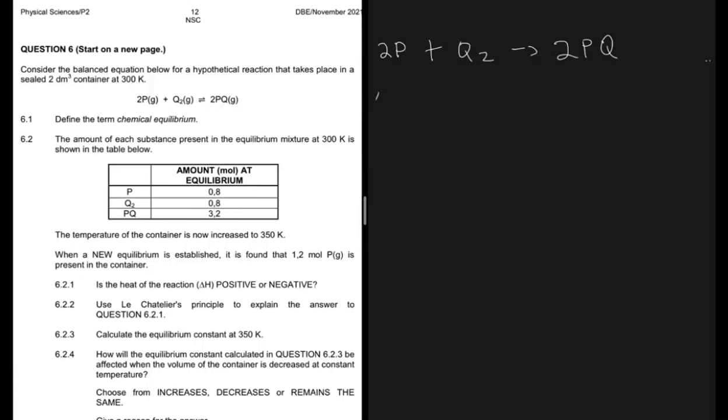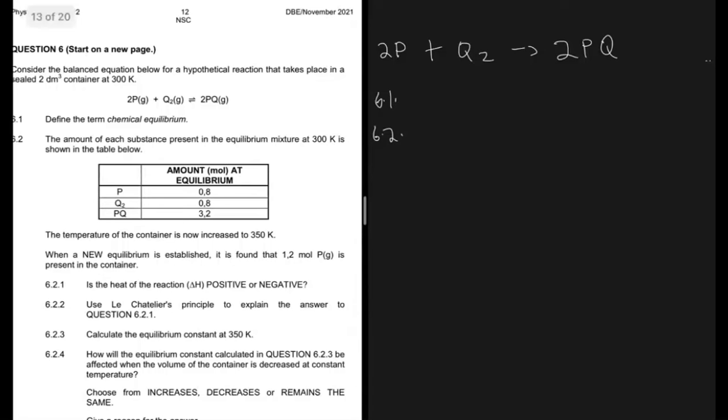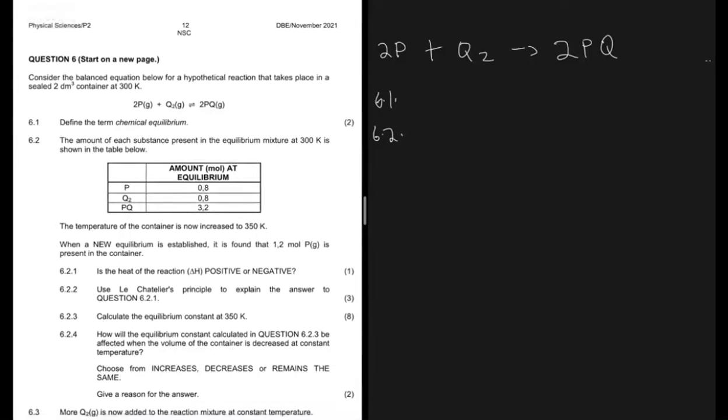And then 6.1 says, define the term chemical equilibrium. Chemical equilibrium is a stage in a chemical reaction when the rate of forward reaction equals the rate of the reverse reaction, right? And then 6.2 says, the amount of each substance present in the equilibrium mixture at 300 K is shown below in the table. And there we have the table there.